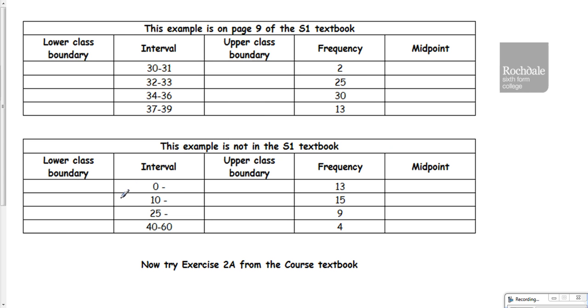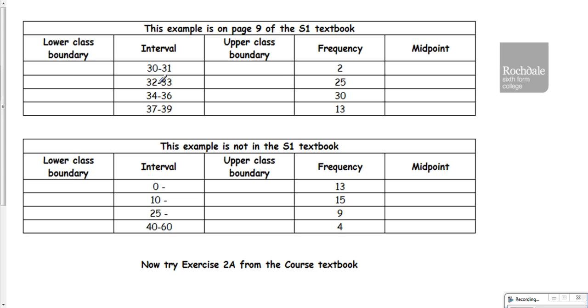Moving on to the next one, we've got an example here where it says 30 to 31, 32 to 33. There's a gap here. Remember on that last one, these two numbers are the same. They're not now. These end numbers are not the same. And this is the type of example where we go a half out each side to fill the gap. When we have continuous data or we group data like this, we can't have gaps in between.